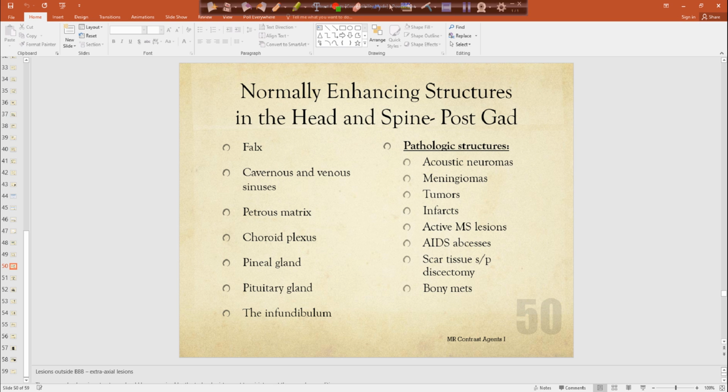And then these are some pathological structures that enhance post-contrast. We've talked about some of these in your presentations and in procedures class. Acoustic neuromas, we can find those within IACs. Meningiomas, the meninges surround the brain and the spinal cord. Any other type of tumor, infarcts. So if we have a stroke, that will light up post-contrast. Active MS lesions. AIDS, abscess, scar tissue post-discectomy. So contrast helps differentiate between a recurring herniation versus just scar tissue.